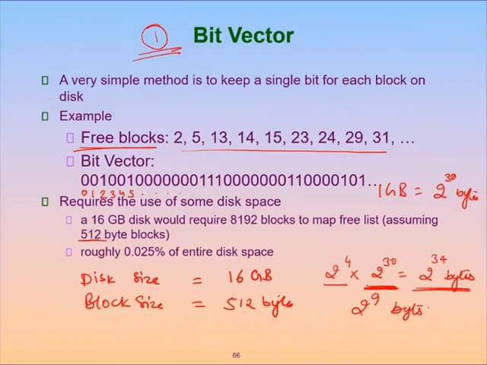So how many blocks are there? If this is the case, then n, the number of blocks, equals disk size by block size, and that is 2 to the power 34 divided by 2 to the power 9. The answer, if you subtract, is 25. So there are a total of 2 to the power 25 blocks. So how many bits are needed in the bit vector? 2 to the power 25 bits are needed.